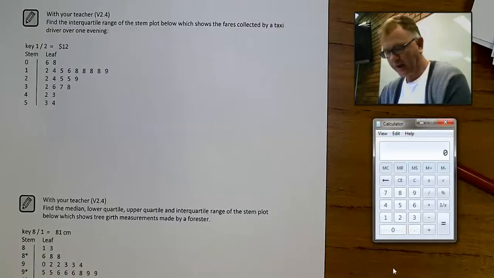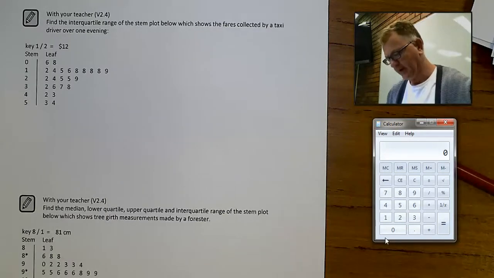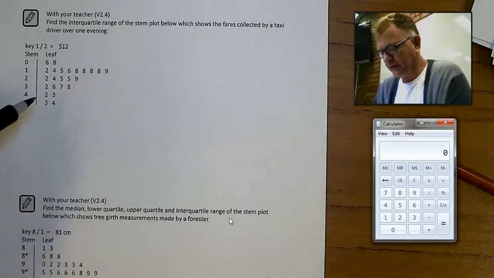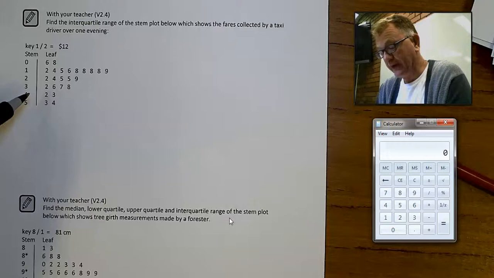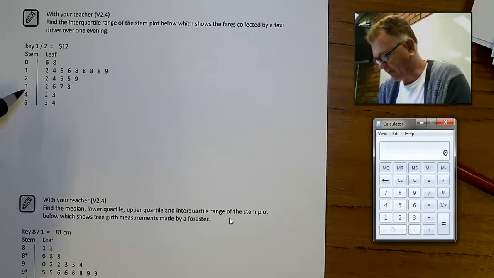So we're doing an exercise here which involves us in calculating quartiles and an interquartile range from a stem plot. So the first thing we have to do is identify the quartiles. Now, to do this, we divide the data into two halves. And to divide the data into two halves, you must first find the median. So with this taxi fare data, there are 24 pieces of data.